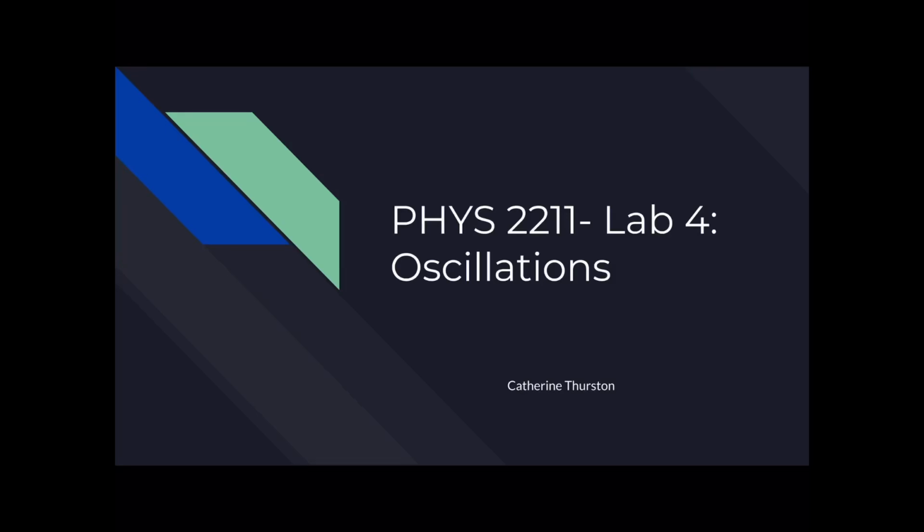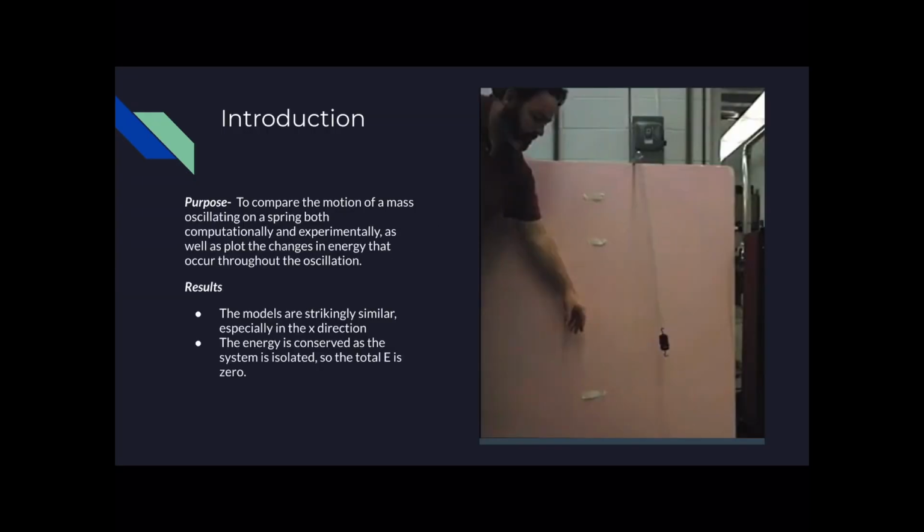This is Physics 2211 Lab 4 Oscillations. The purpose of this lab is to compare the motion of a mass oscillating on a spring both computationally and experimentally, as well as plot the changes in energy that occur throughout that oscillation.